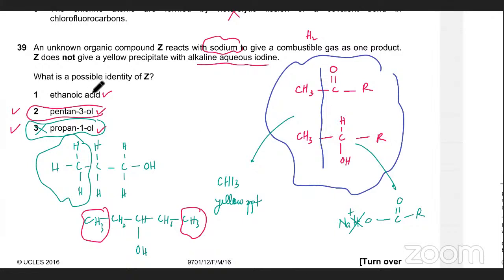And the first one is ethanoic acid. Ethanoic acid has the structure. But remember, it has to be a carbonyl group, not a carboxylic acid group. So this is also gone. It's not going to give a yellow precipitate. That means all three would be correct. Is this clear?